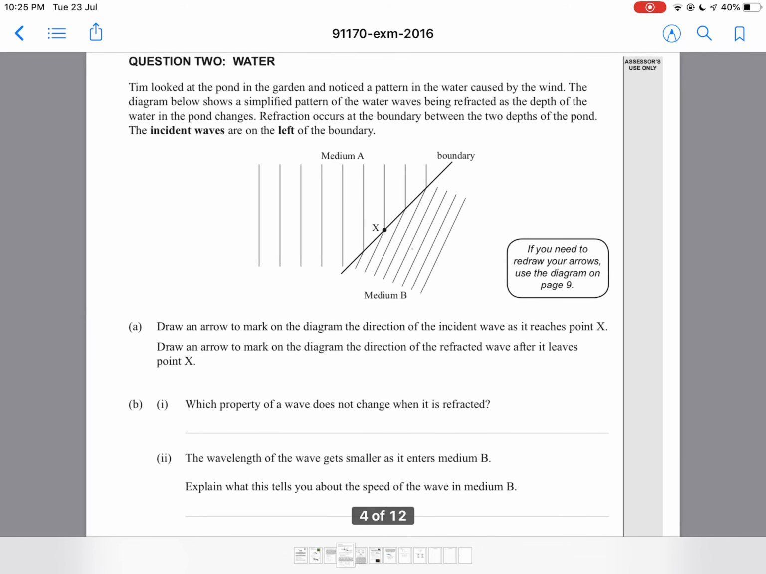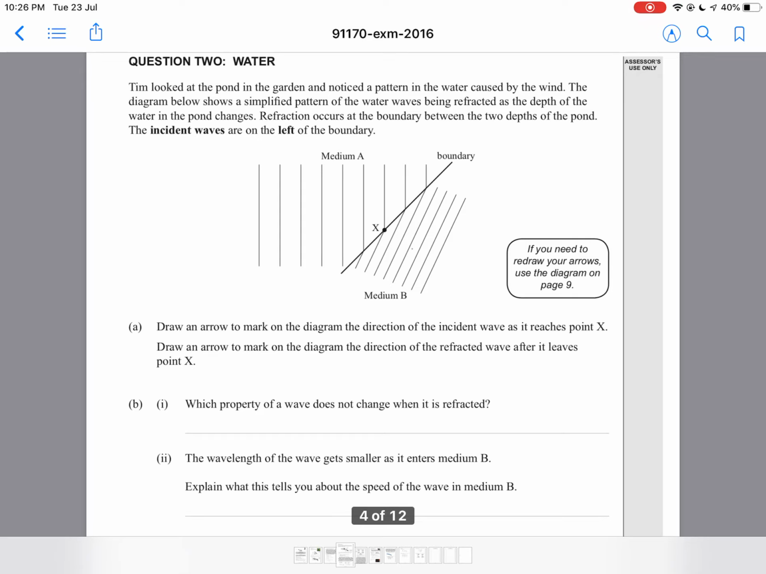Since it's getting a bit late, I'm going to speed this along a little bit and get straight into it. Question 2, water. Tim looked at the pond in the garden and noticed a pattern in the water caused by the wind. The diagram below shows a simplified pattern of the water waves being refracted as the depth of the water in the pond changes. Refraction occurs at the boundary between the two depths of the pond. The incident waves are on the left of the boundary. Draw an arrow to mark the direction of the incident wave as it reaches point X. Draw an arrow to mark on the diagram the direction of the refracted wave after it leaves point X.